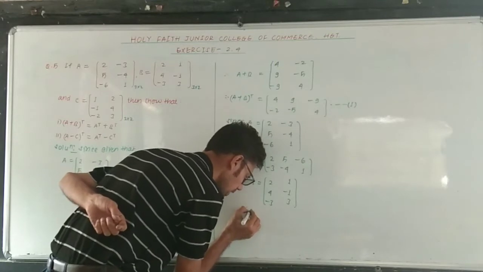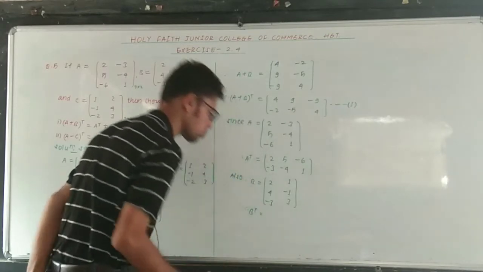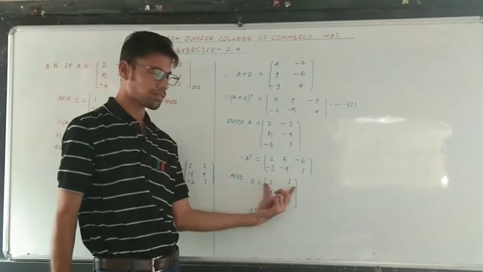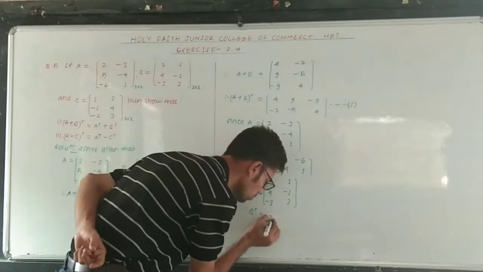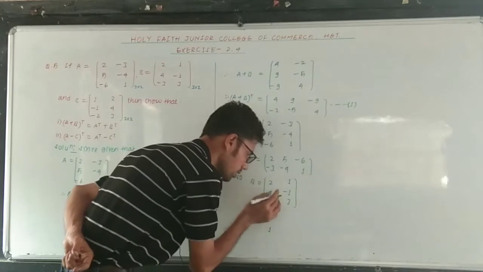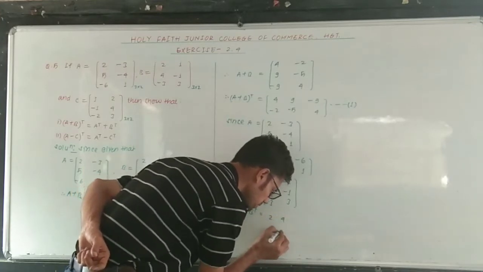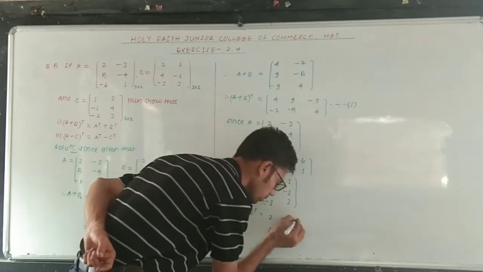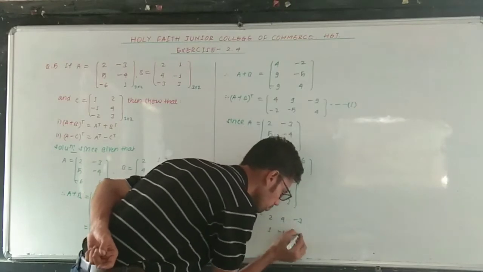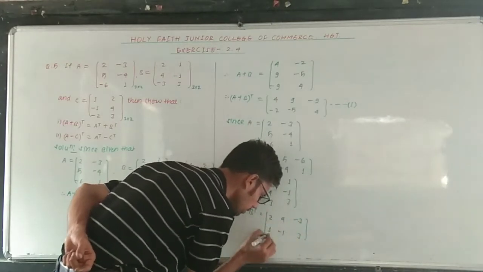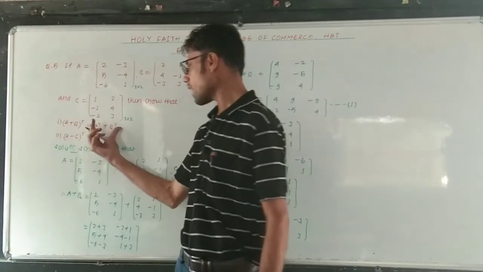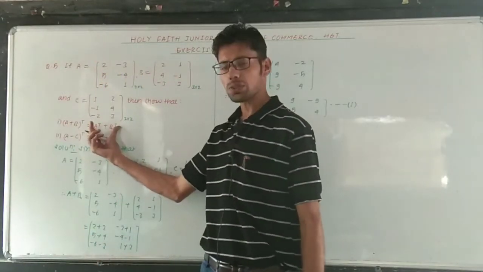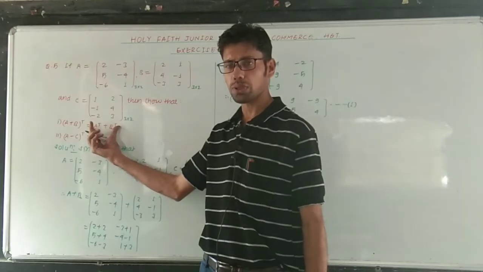Therefore transpose of B is equal to, we have to convert the first row into the first column: 2, 1; the second row into the second column: 4, minus 1; and the third row, minus 3, 3, into the third column. Now we have to find out the value of transpose of A plus transpose of B.